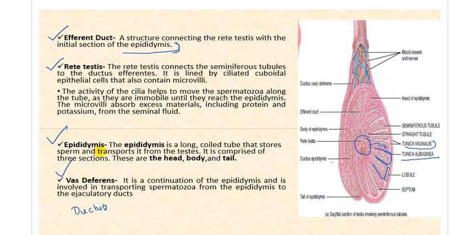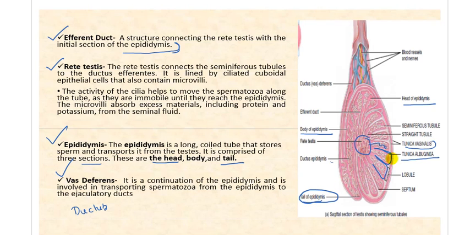Now let's see what is the epididymis. The epididymis is a long coiled tube that stores sperm and transports it from the testis. It is comprised of 3 sections. These are the head, body, and tail. See here, the head of the epididymis, the body of the epididymis, and then the tail of the epididymis.